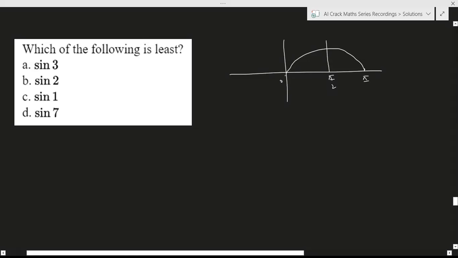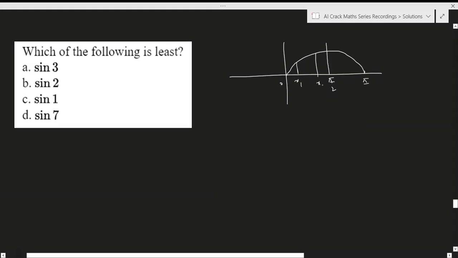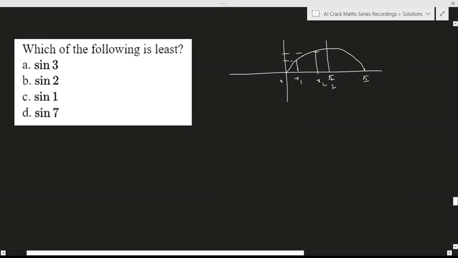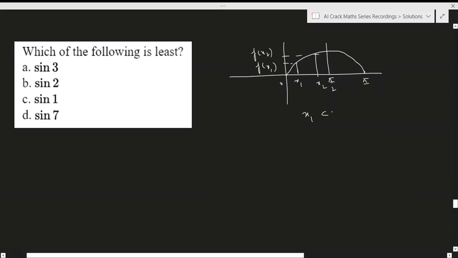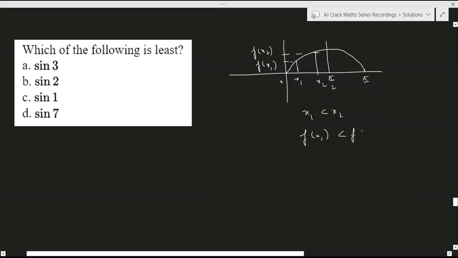Okay. So now we can see that from 0 to pi by 2, basically in the first quadrant, the value of sine is increasing. It's always increasing in the first quadrant. In second quadrant, it's always decreasing. So basically, let's say we have this x1 and this point as x2, and corresponding values are f of x1 and f of x2, right? So if x1 is less than x2, we can clearly see that f of x1 is also less than f of x2, right? We can clearly see that. That's why we try to bring all the angles in the same quadrant.